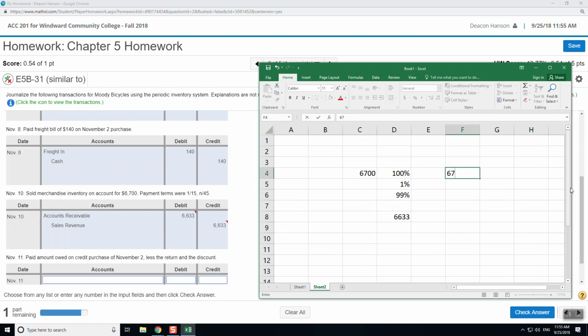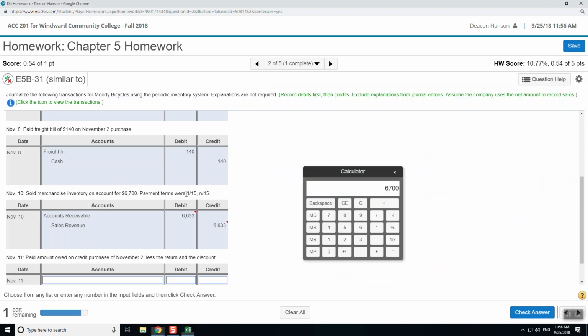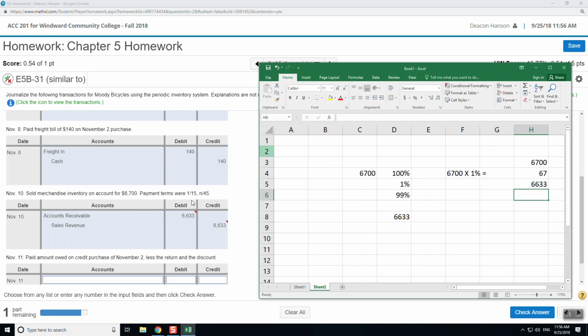You could say 6,700 times 1% equals 67, and then you could go 6,700 minus the discount, and you get the same number. But what you could just do is say, okay, it's a 1% discount, so whatever is left over after we take out 1% is the amount that we're going to book. So that would be 99% that's left over. Where'd you get 1%? It's right here. It's not 1 out of 15, it's between those 15 days.